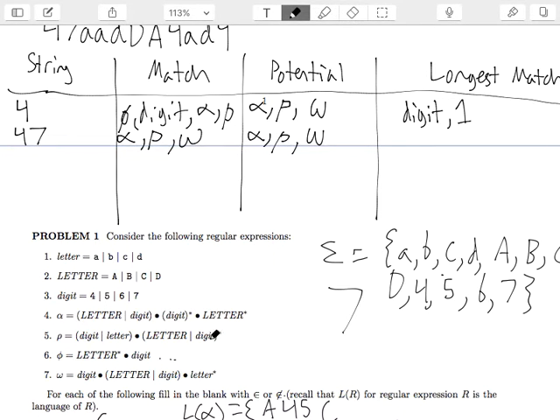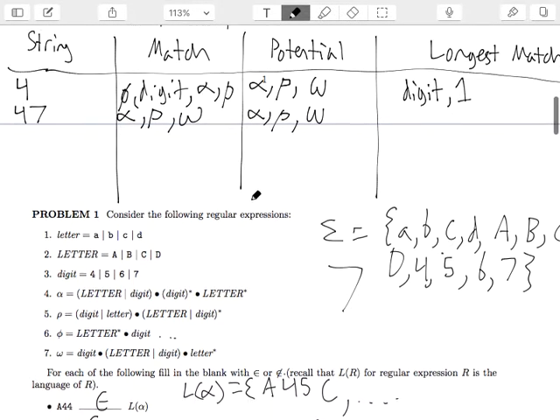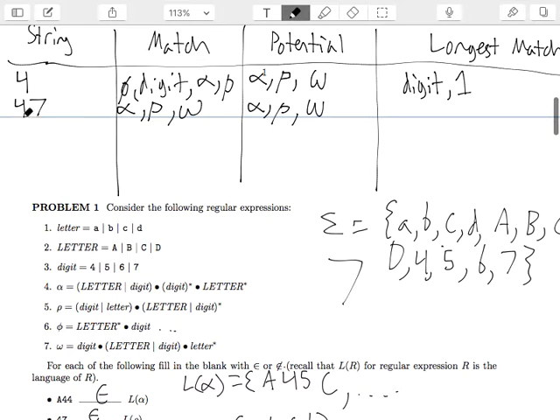So match one digit, right? Because this digit's in a star, it could keep matching more digits or actually letters, right? So that's why it's in the potential. Yeah, it's a lowercase letter. Oh, yeah, but the next one is a lowercase. That's why I use the table, right? So you're not looking at this input string at all. We're just looking right now at 4-7. This is the string that we're considering.